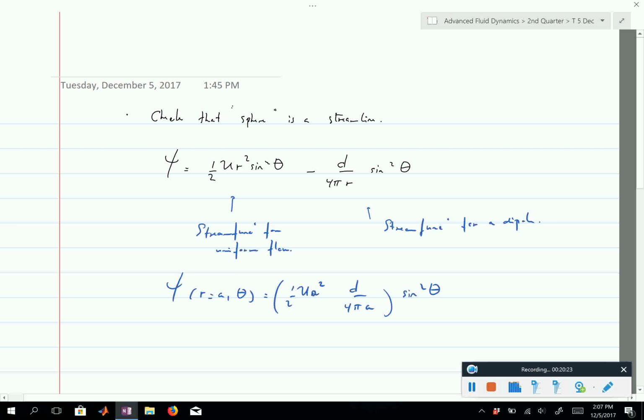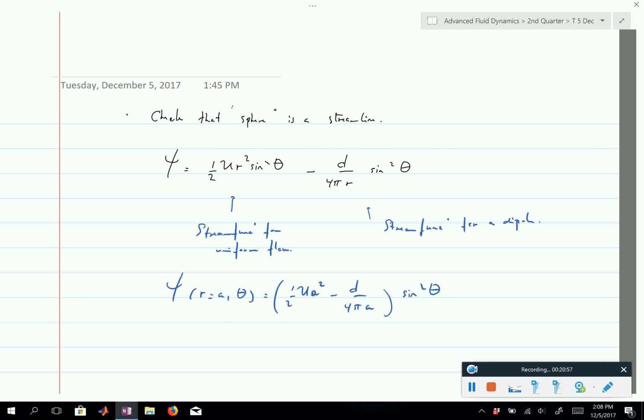And you see that if this is to be a constant, this is never going to be a constant. It will always vary with theta. So we need this to be equal to 0, and that gives that d will be equal to, again, 2 times u times a cubed times 2 pi, which is what we had before. Is that clear?